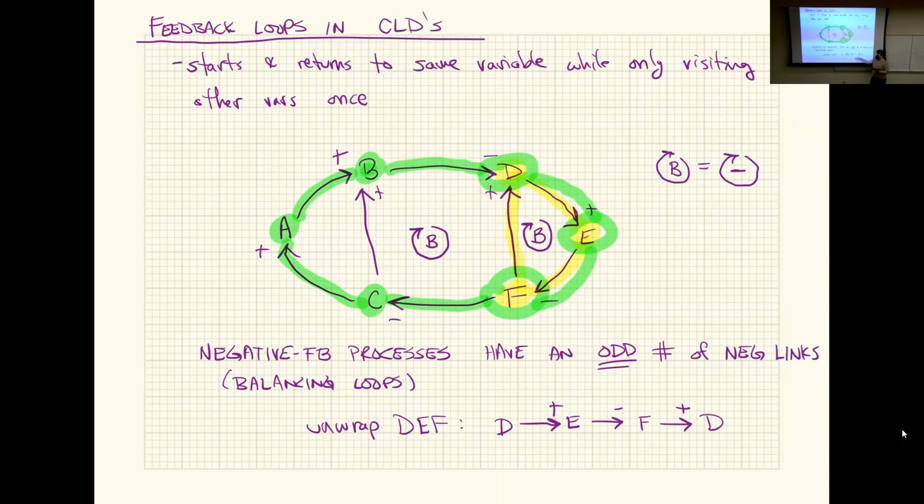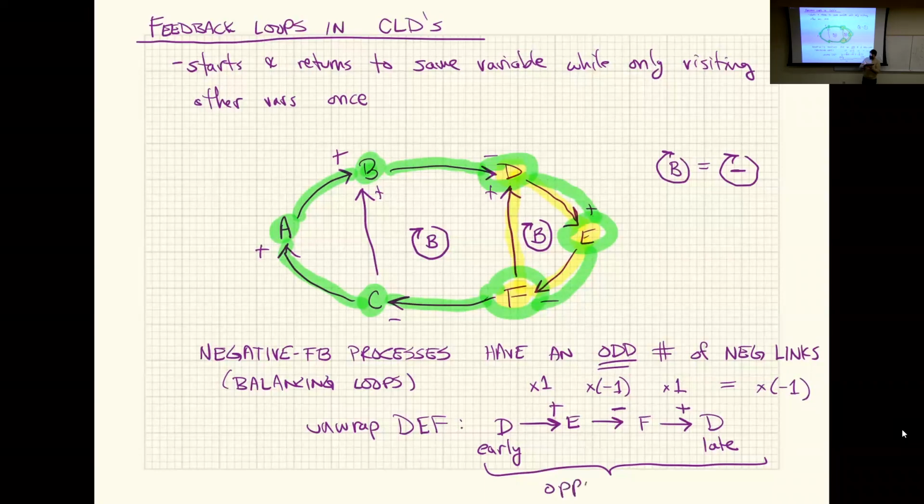sort of a fake causal loop diagram because D is in there twice. But if I think about this, this is sort of D early, and this is like D late. Then if I ask what's the net effect of D early on D late, I can think of this as moving in the same direction, so it's like multiplying by +1. This moves in the opposite direction, so it's like multiplying by -1. And this moves in the same direction again. So the net effect is a multiplication by -1.